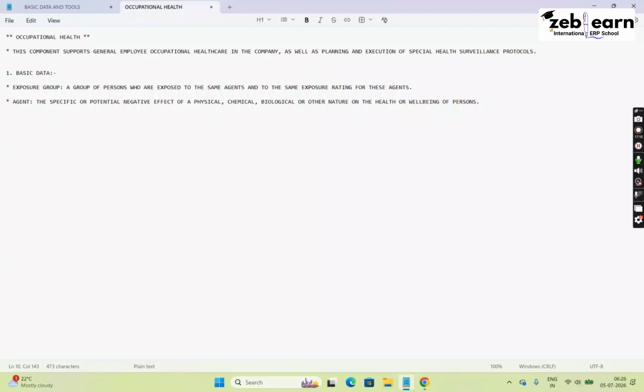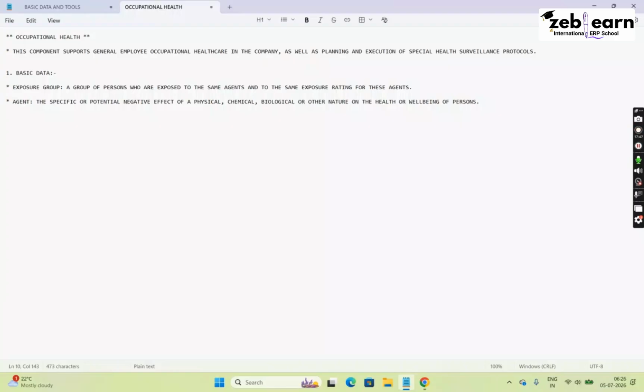And by the way, they are saying not only these three things, not only physical, chemical or biological, it can be any nature. Anything that can affect your health negatively should be called an agent. It can be anything, even fast food. Having too much fast food also affects your health and it is not good for your health. So eating too much fast food is also an agent.